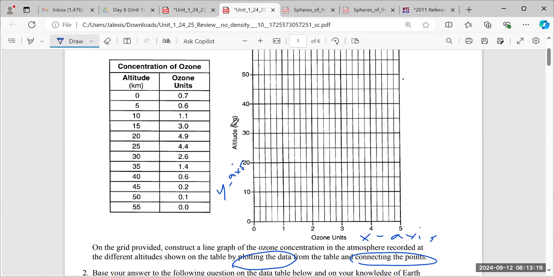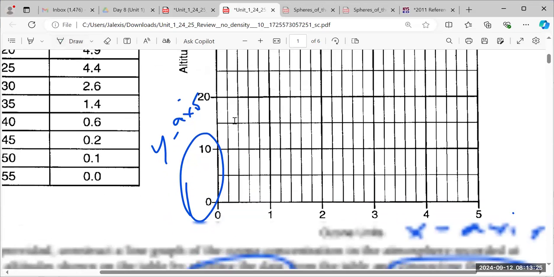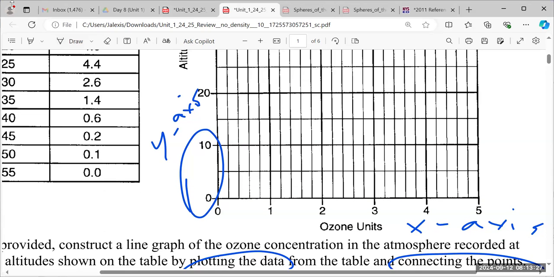You know what? Let's even go better. Let's find 0 and 10. So I find 0 and 10, and I'm going to put from 0 to 10.